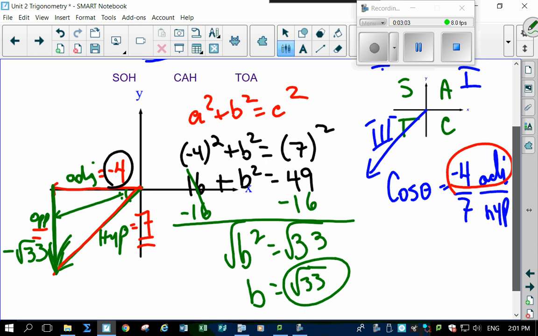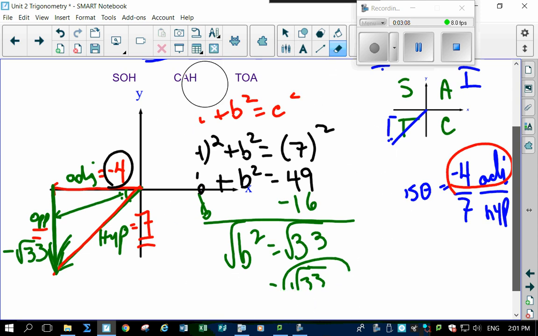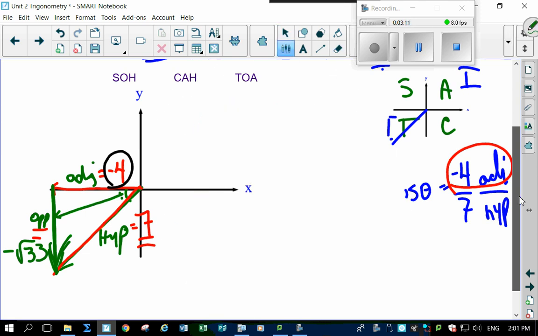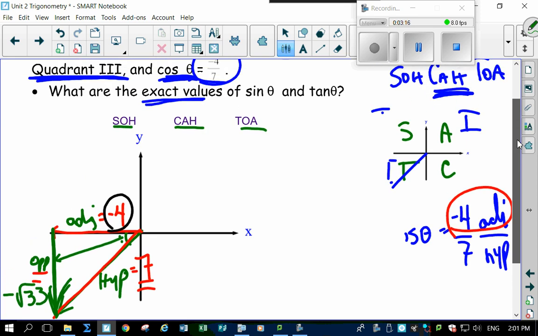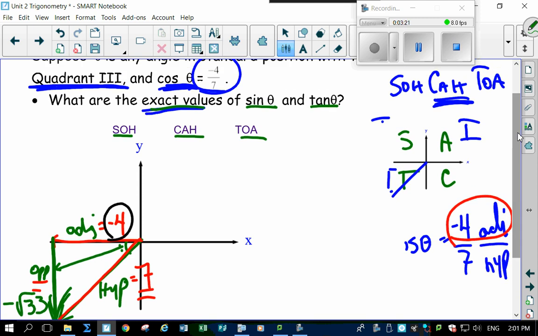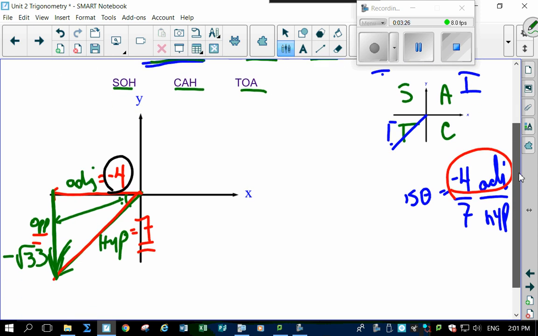Awesome. Now, knowing all of that, let's go to this beautiful thing we call SOHCAHTOA. If you look at the question, it says, give me the exact values of sine and tan. Well, we know cos, it was given in the question. Cos theta is -4/7. But look what happens when we try to find sine. Sine of the angle is opposite over hypotenuse. Opposite here is -√33, over the hypotenuse, which is 7.